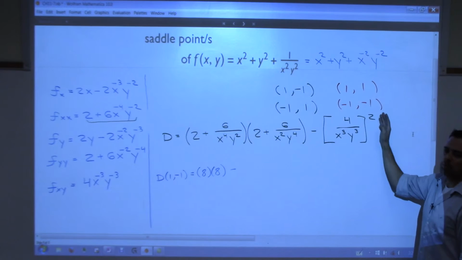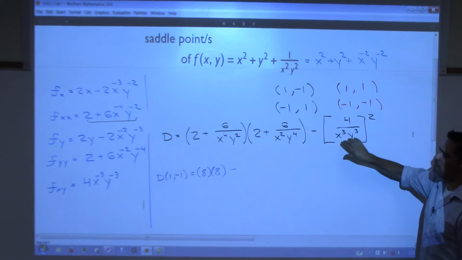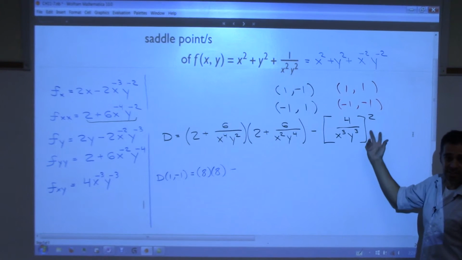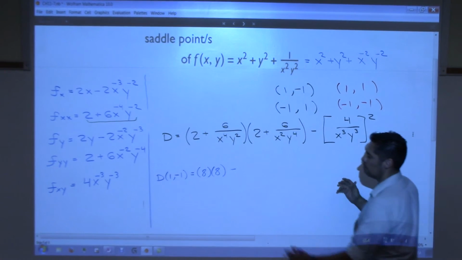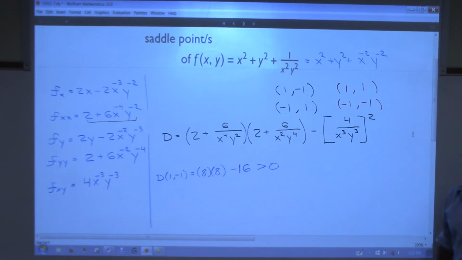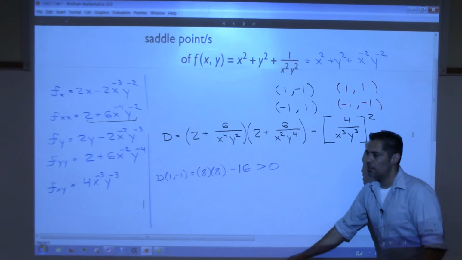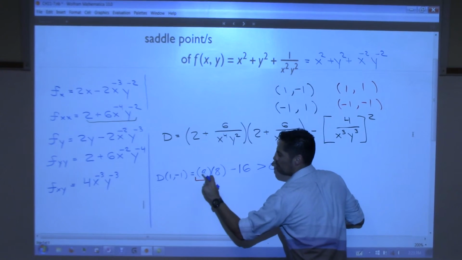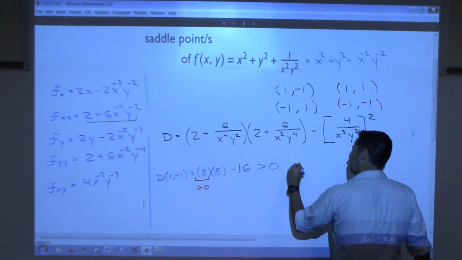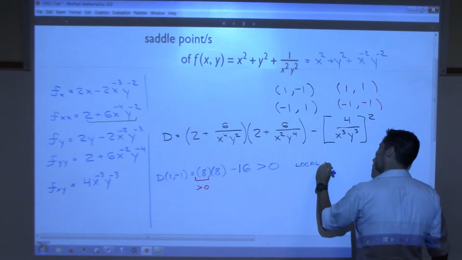So it doesn't matter because we're going to square it, right? The sign of this is going to be a 1 down here, negative 1 actually, and then so 16? Minus 16? Positive number. We agree? So because it's positive, I need to now go back and look at this fxx thing. It was also positive. So what do we have here? Local min.